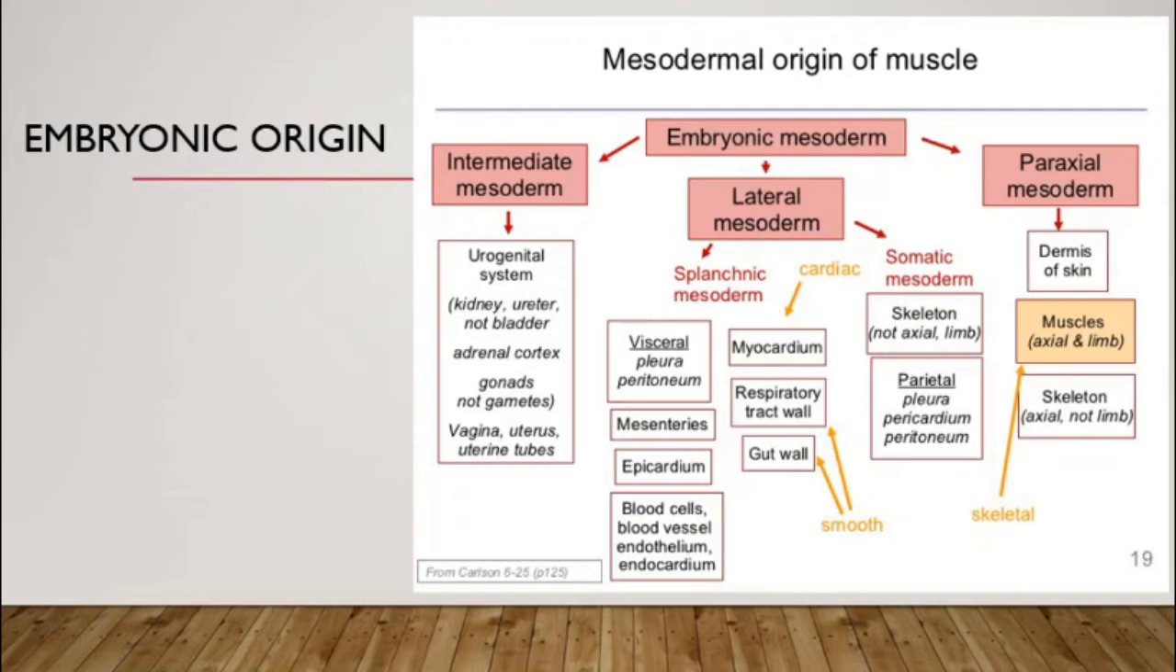We have the splanchnic mesoderm and the somatic mesoderm. The splanchnic mesoderm differentiates further into visceral pleura or peritoneum, mesenteries, epicardium, blood vessels, blood cells, endothelium, and endocardium, while also myocardium, respiratory tract wall, and gut wall. In the somatic mesoderm, we have the skeletal muscles, parietal pleura, pericardium, and peritoneum.